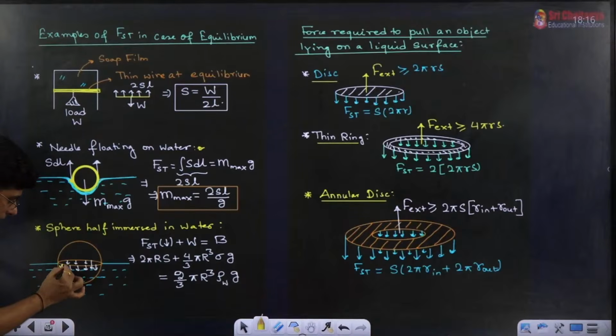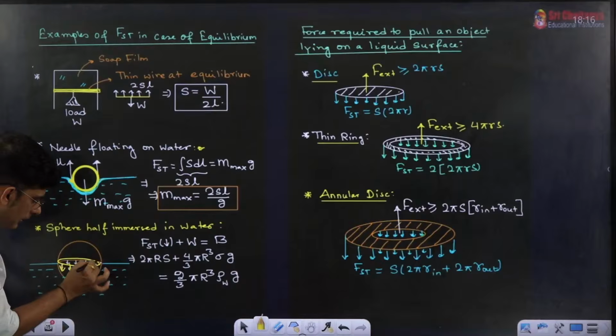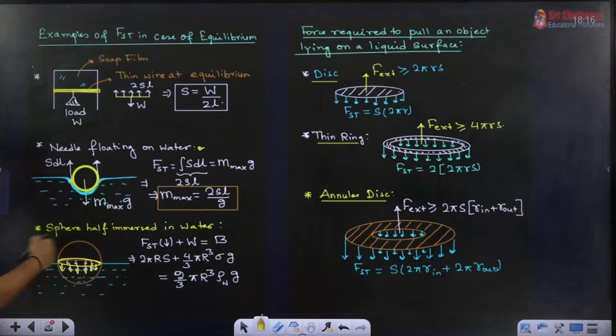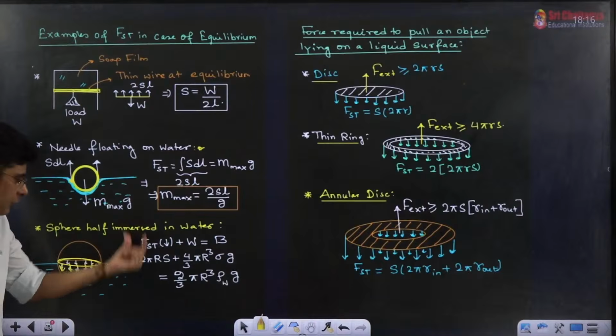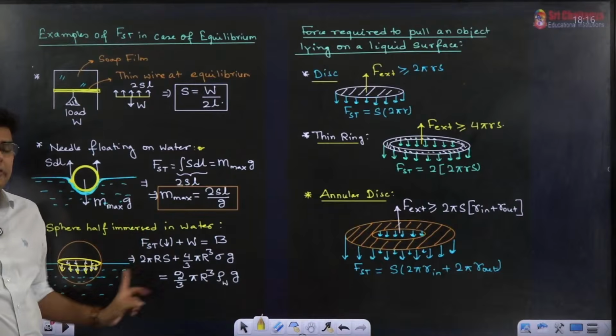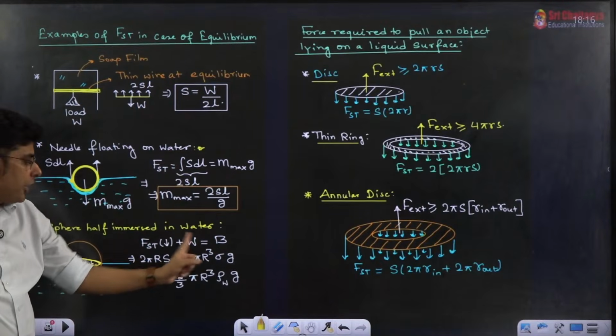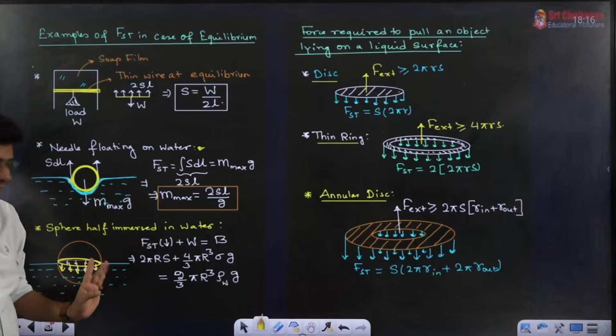In this case you can see the arrows, it is pulled down, and you will see the boundary is the circular boundary which is in contact with water. Here this circular boundary's length will be 2 pi r. So surface tension force is downward, weight is downward, and if it is floating, buoyant force is upwards. So buoyant force is W plus force due to surface tension.